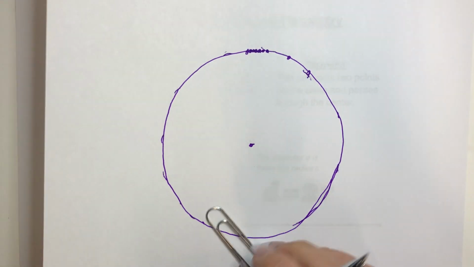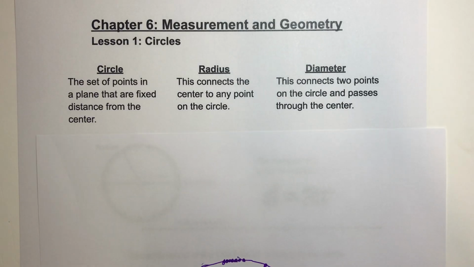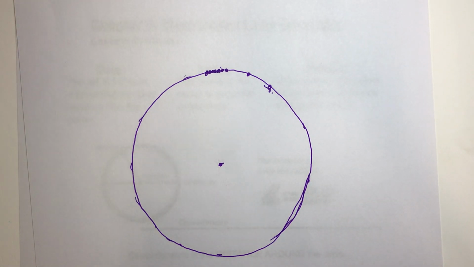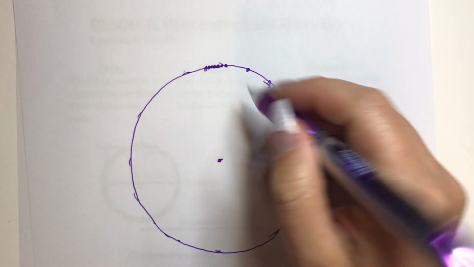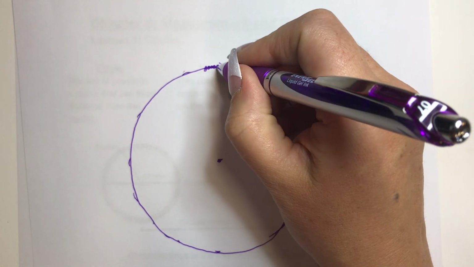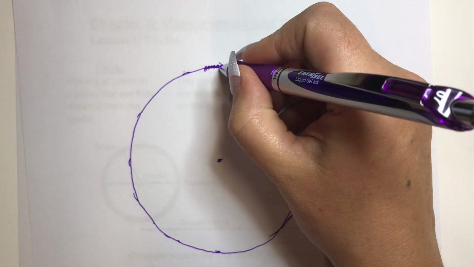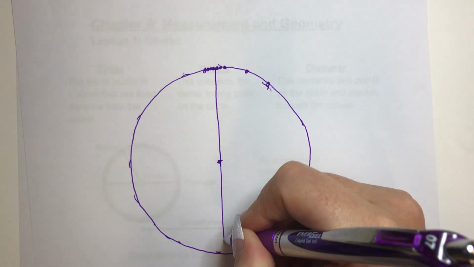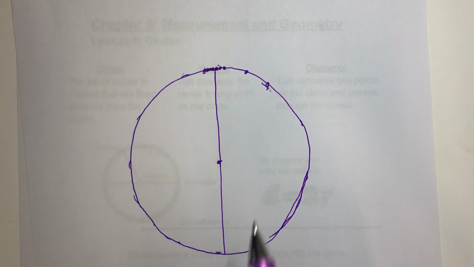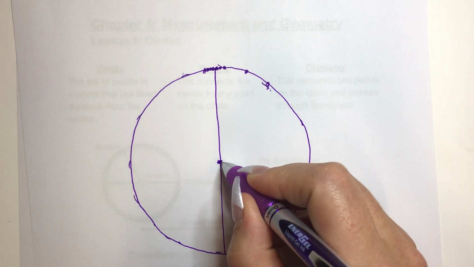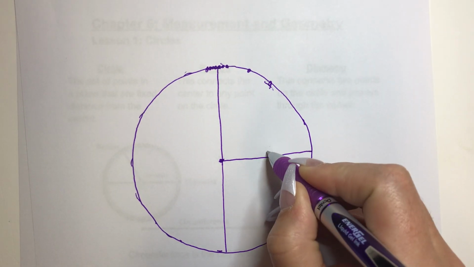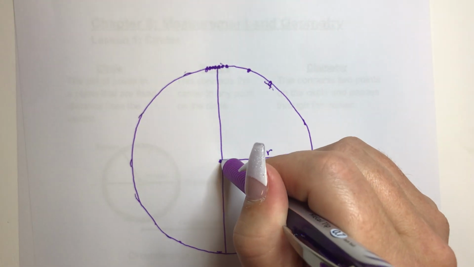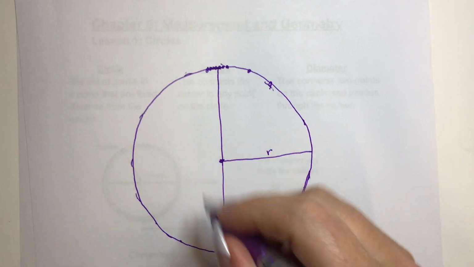And then the third term is the diameter. This connects 2 points on the circle and passes through the center. So a diameter would be something like from here and then goes through the center all the way down. That's a diameter. So from here to here, that is a radius. But from one side going through the center all the way to the other side, that is called a diameter.